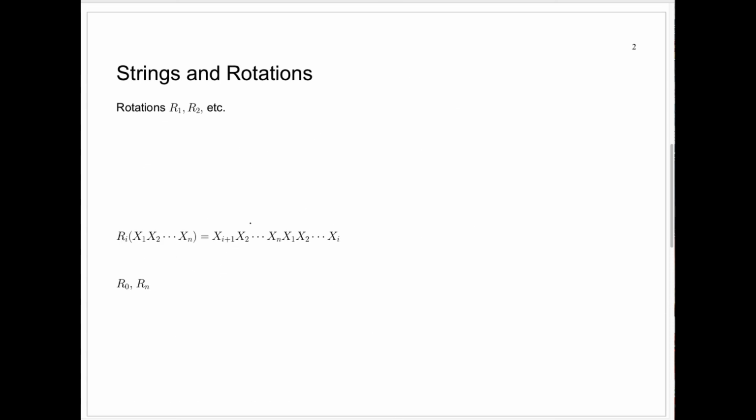So let's first start talking about strings and rotations. We've seen geometrically what we can say about rotations. Let's talk about our string, just a regular old string of letters. Say x1, x2, through x sub n. These could be from any alphabet. This is just an n-letter string. We want to define rotations in the following way.